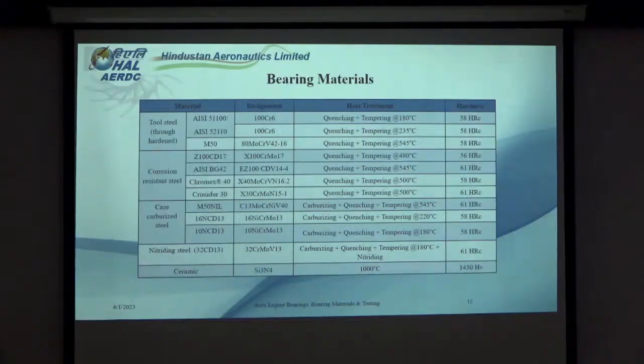Then later on, they started using Z100CD17, that is 440C. Then for our corrosion resistance environment, we have used BG42. Then we upgraded to Chromex 40. In a case study, I am going to explain how you change it. Then after the 1980s, M50 is most commonly used in the aero engine industry. Also M50 NiL. Then ceramic material has started being used in the last 15 to 20 years.